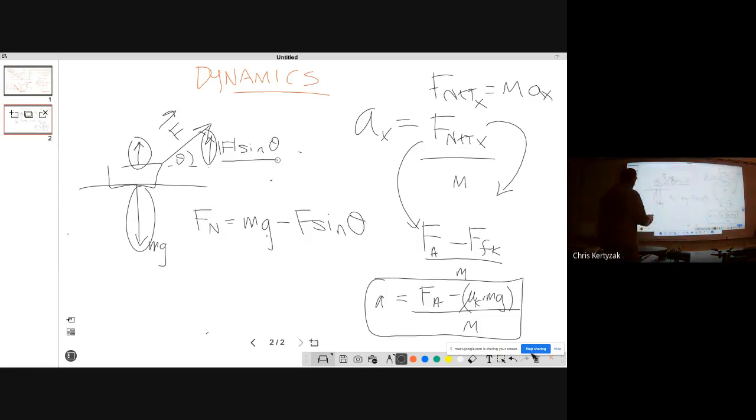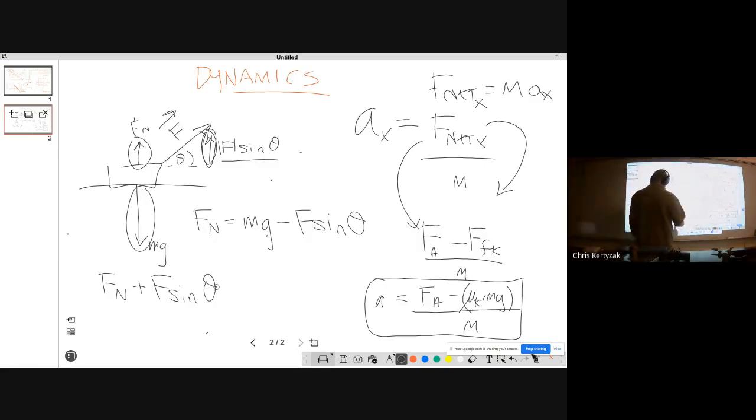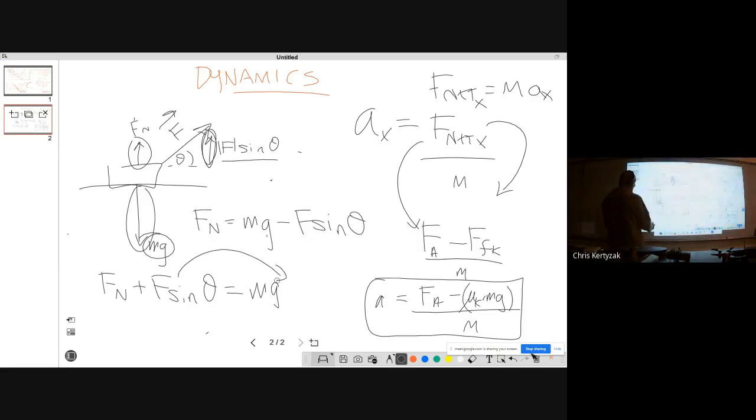If that doesn't make sense to you, you can always just say, hey, I've got three forces here. I've got this one, Fn, plus I've got this one here, which is F sine theta. And those two forces in the upward direction add together because they're both upward, and they have to be equal to the downward force of gravity, right? And now if I solve for Fn by just moving this term over to the other side, what do I get? What I wrote down, Fn equals mg minus F sine theta.